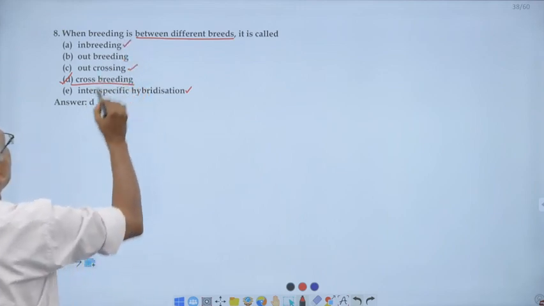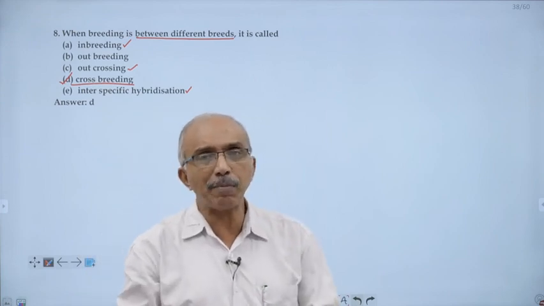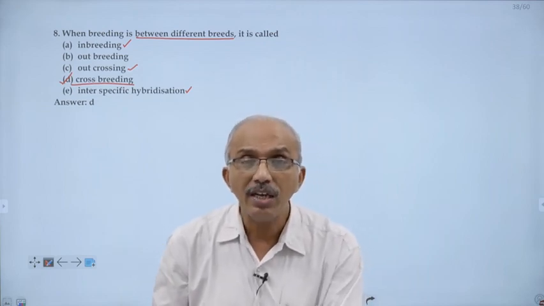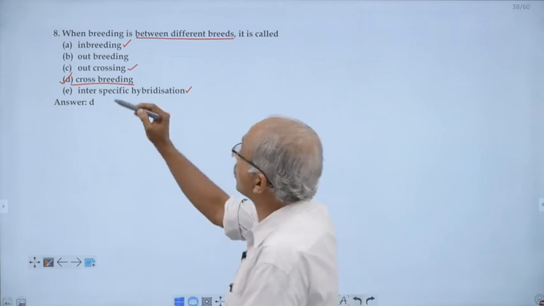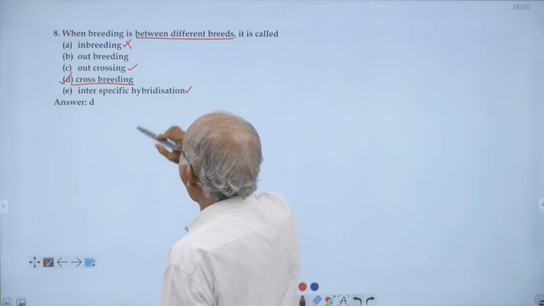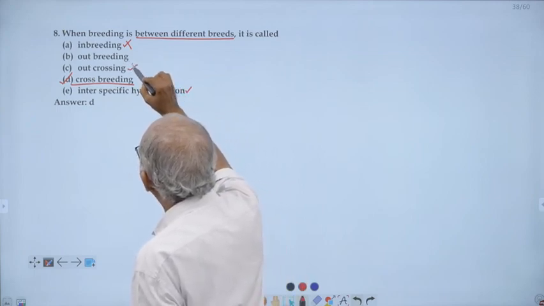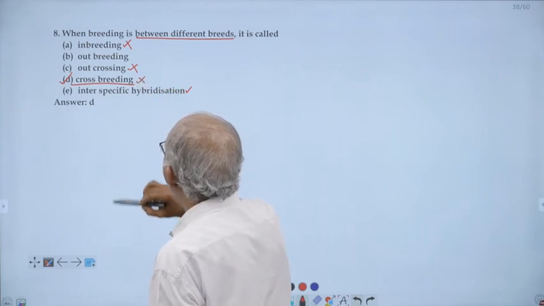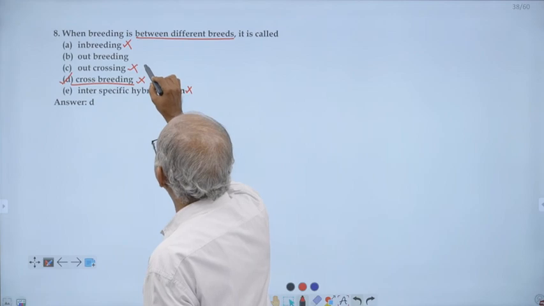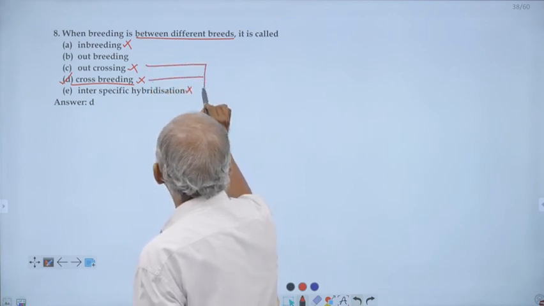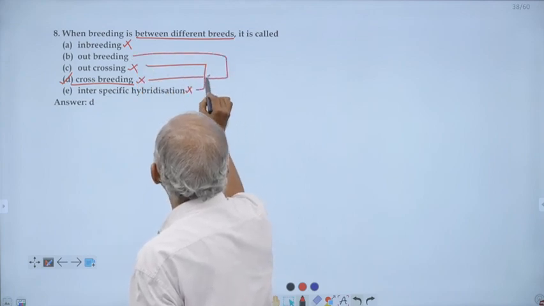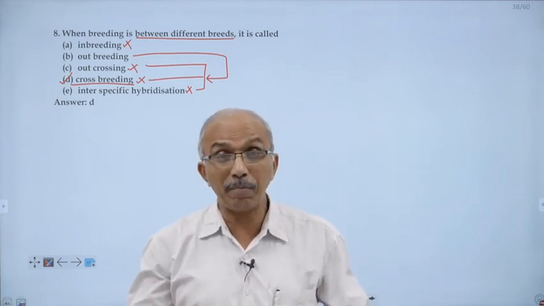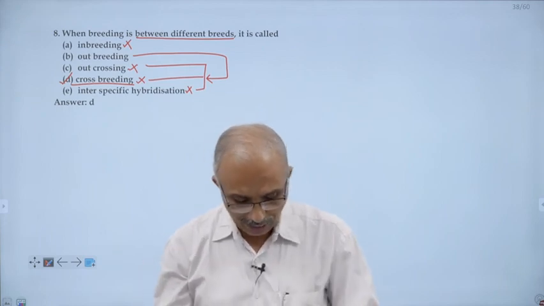What is inbreeding? Breeding or mating between related animals of the same breed. Unrelated animals of the same breed, outcrossing. Breeding between two breeds, crossbreeding. And interspecific breeding. These three together are called outbreeding, breeding between unrelated animals. Next.